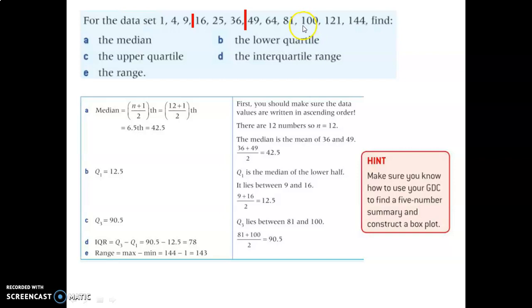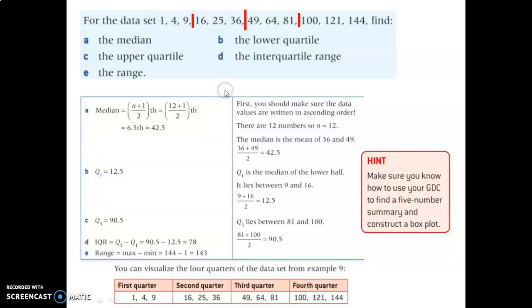How about Q3? Q3 we know will fall right here, right in the middle of this upper half. And what's the number between 81 and 100? Well, you just add those up and divide by 2, you get 90.5. Great, now you know Q1, you know Q3, you can subtract those to get the interquartile range. You can do max minus min to find the range. Awesome, great job. Important stuff for statistics.